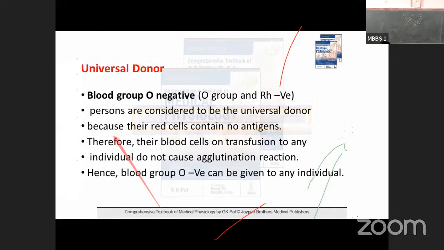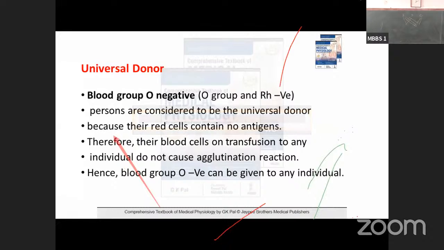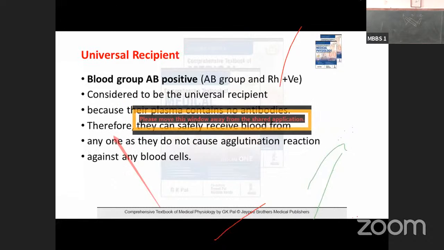What is the universal donor and the universal recipient? O blood group, O negative, not positive, O negative individuals are called universal donors. Why? On the red cell membrane of their cells, A antigen or B antigen is not present, so there is no agglutination reaction. So blood group O negative can give blood to any individual. So they are called universal donors.